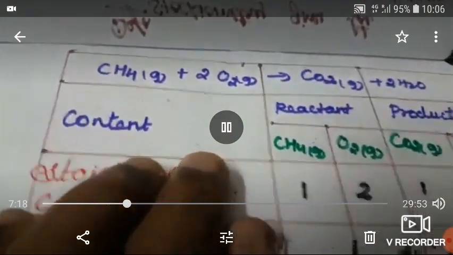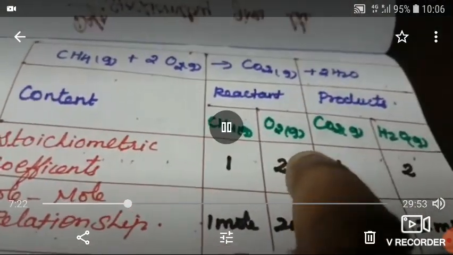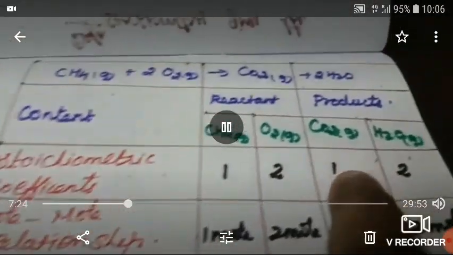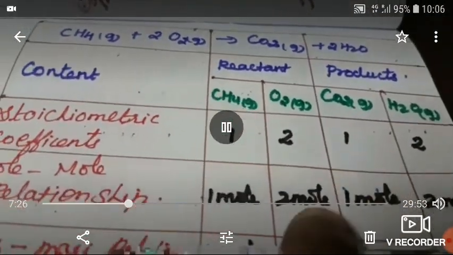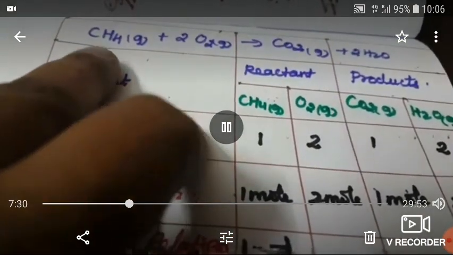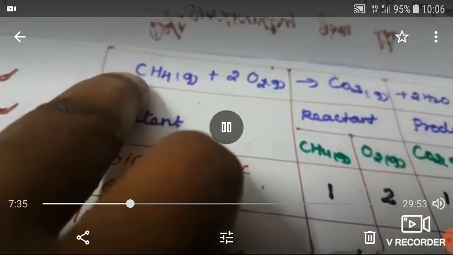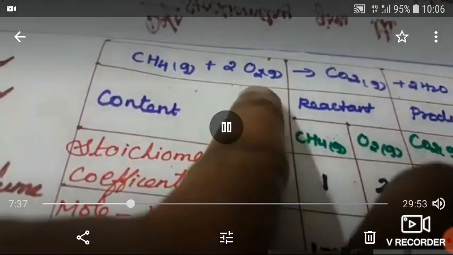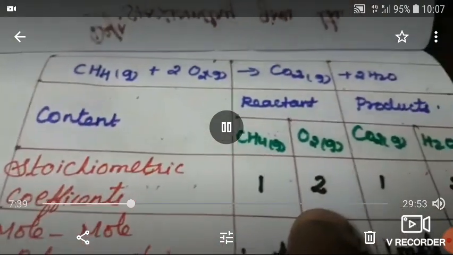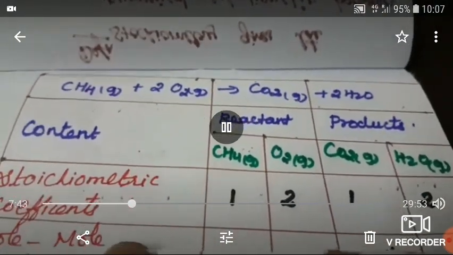How to calculate the stoichiometry number of moles? So again I write the equation. What are the contents? Methane and oxygen are the reactants, and carbon dioxide and water are the products, right? So how to calculate the stoichiometry coefficient? What is meant by coefficient? Before CH4 only one is understood, that is CH4 only one, and we write here oxygen contains 2, that is coefficient 2, the carbon dioxide only 1, again water contains 2.